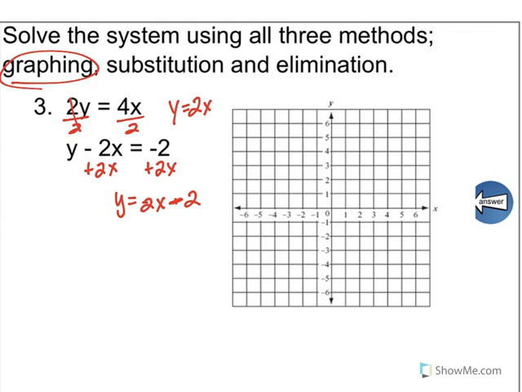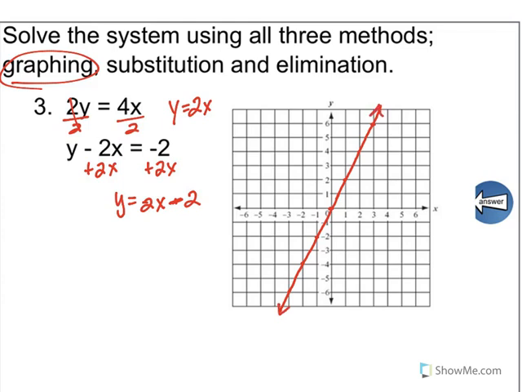So for my top one, that says start at the origin, and then it has a slope of 2, so go up 2 and right 1, or go down 2 and back 1. And then there is your line for this one.